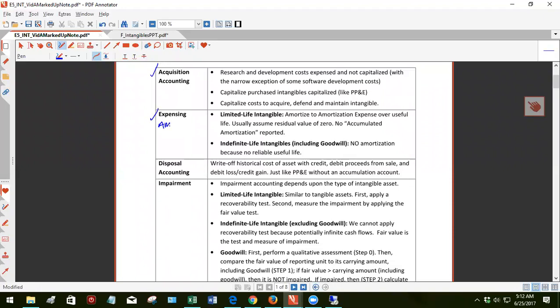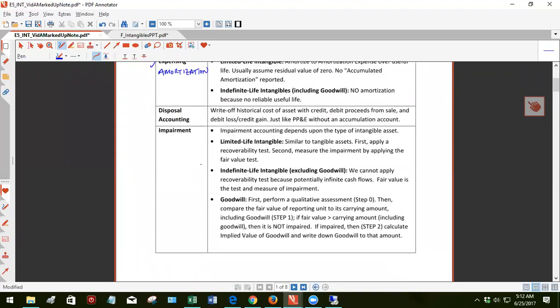Expensing, which is going to be amortization. So remember, amortization is like depreciation, but for intangibles and financial instruments. So it's a systematic reduction in those accounts. So we'll talk about when and how that occurs. The disposal accounting. So just like with a truck, if you sell it, how do you deal with that, and is there a gain or loss?